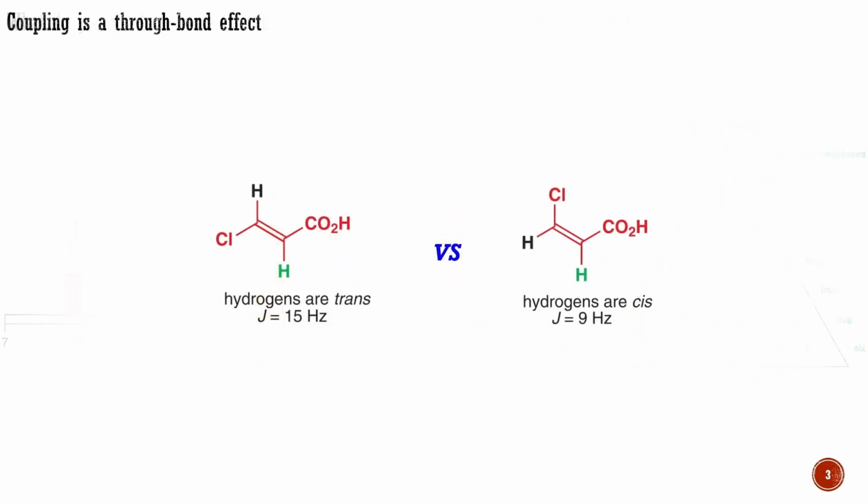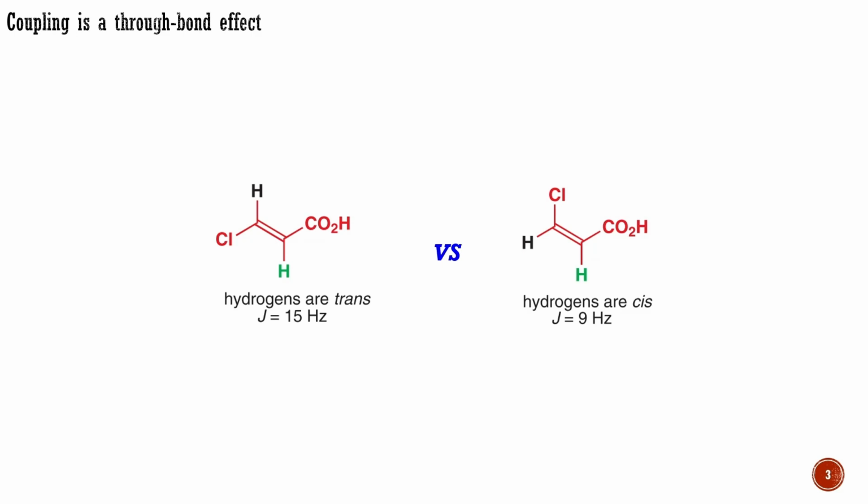First, we should answer the following question. Do neighboring nuclei interact through space or through the electrons in the bonds? We know that coupling is in fact a through-bond effect because of the way coupling constants vary with the shape of the molecule. The most important case occurs when the protons are at either end of a double bond. If the two hydrogens are cis, the coupling constant, indicated as J, is typically about 10 Hz. But if they are trans, the coupling constant is much larger, usually between 15 and 18 Hz.